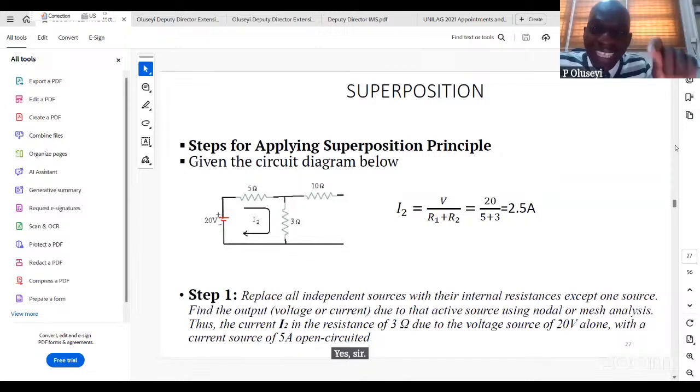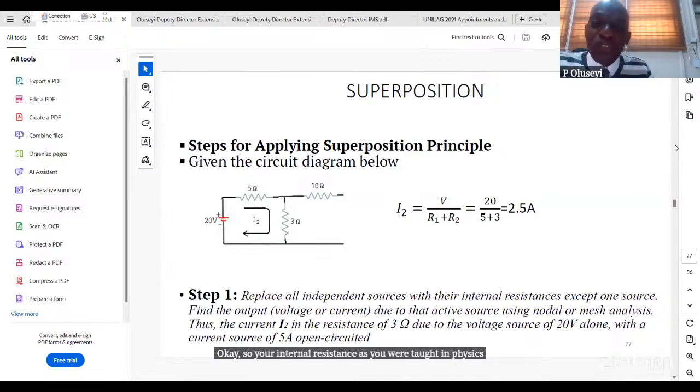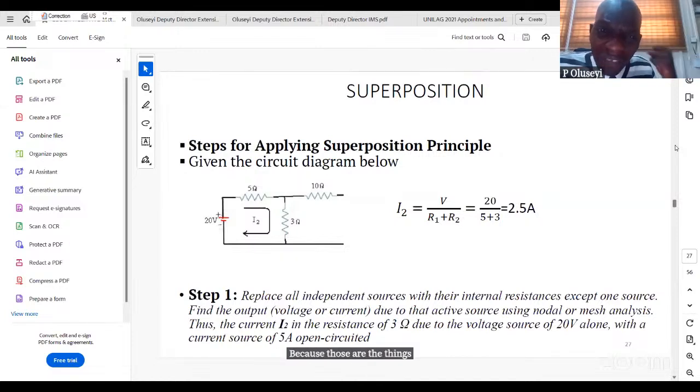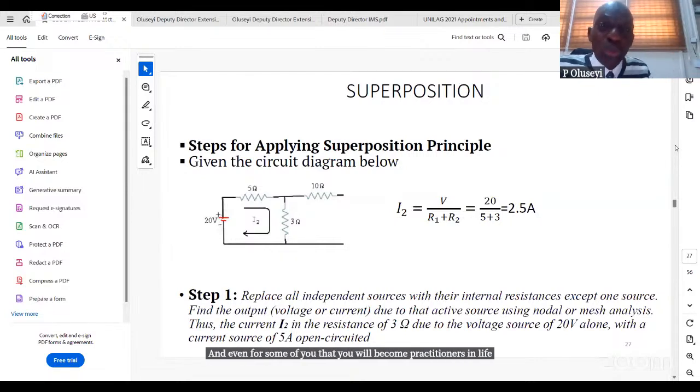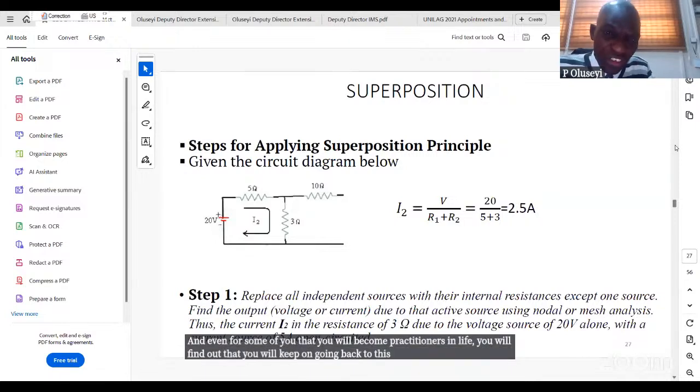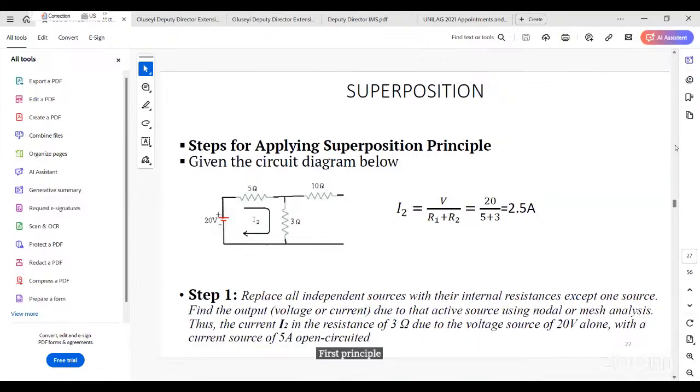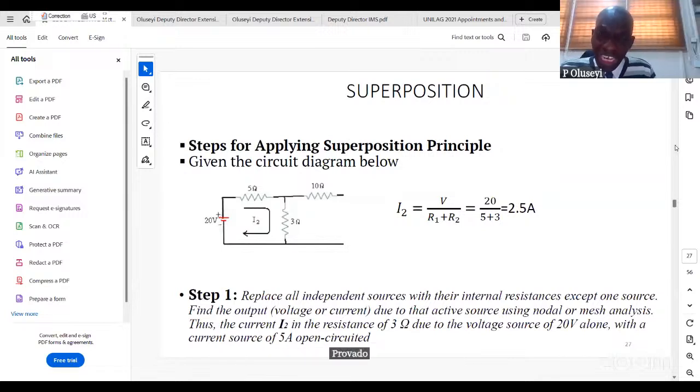Okay. So your internal resistance, as you were taught in physics, still holds, as I've told you before. All the principles we are teaching you are things that you must hold tight to, because those are the things you will be working with after you have left here. Even for some of you who will become practitioners in life, you will keep on going back to the first principle. The first principle my professor taught me, Professor Odukwe, of blessed memory, is still helping me.